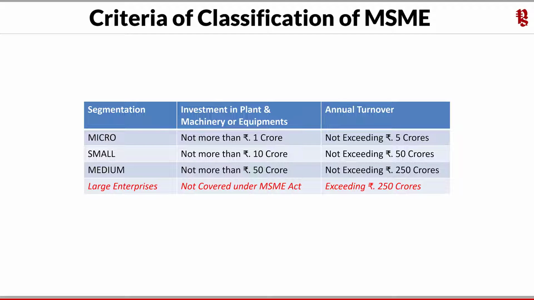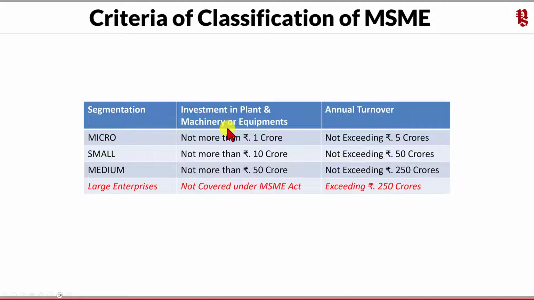As the enhancement is related to MSME, let us quickly know the criteria and segmentation for our understanding. Broadly, there are three segments, that is micro, small and medium. So what is the criteria set for these segments or classification? If you take the micro segment, the investment in plant and machinery or equipment should not exceed 1 crore and their annual turnover should not exceed 5 crores. In that situation, they will be classified as the micro segment.